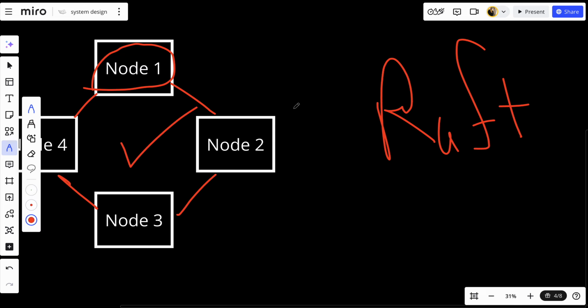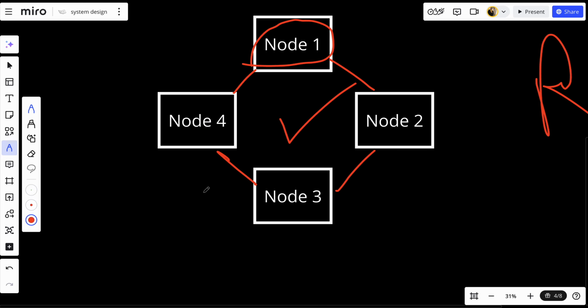The other one we have is what we call the Raft algorithm. Raft is another consensus algorithm, created as an alternative to Paxos. Raft aims to be more understandable while still providing the same guarantees. It works by designating one node as a leader, which is responsible for maintaining log replication and ensuring consistency across the cluster.